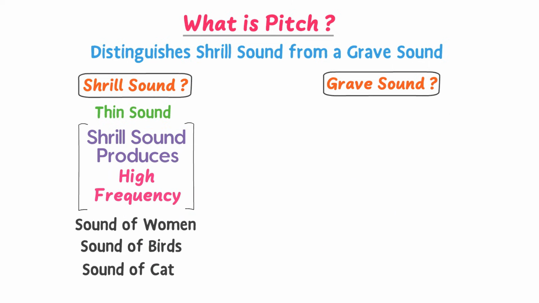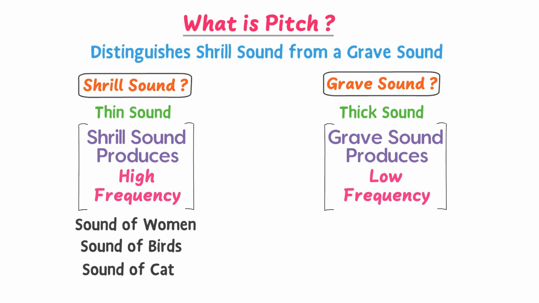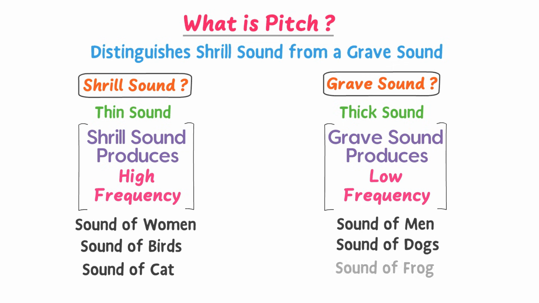Now, what is a grave sound? Grave sound means thick sound. A grave sound is produced when the frequency of a sound is low. For example, the sound of a man, the sound of dogs, the sound of frogs. These are all grave sounds.